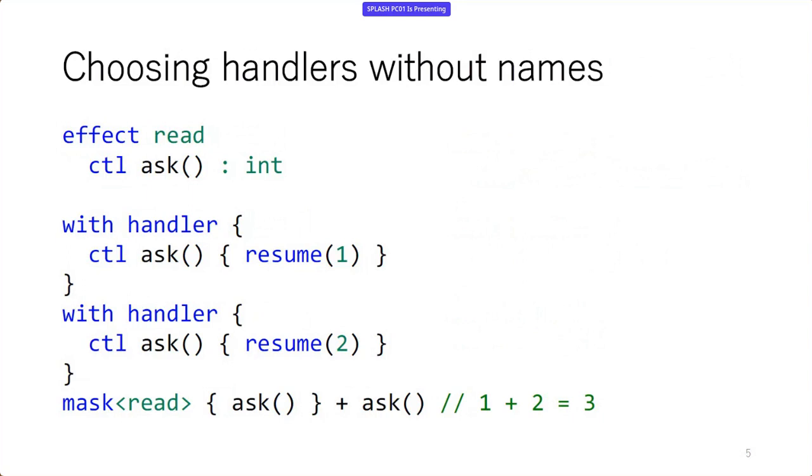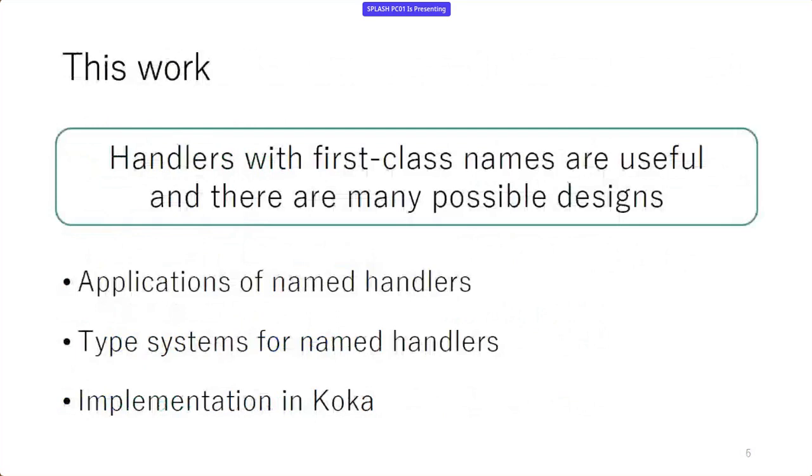More specifically, we need to use a trick called effect masking to skip certain handlers. And this is inconvenient, and it is also non-scalable because we need to know what handlers are surrounding each operation call. So named effect handlers are indispensable from the user's perspective, and in this work, we explore the design and applications of named effect handlers.